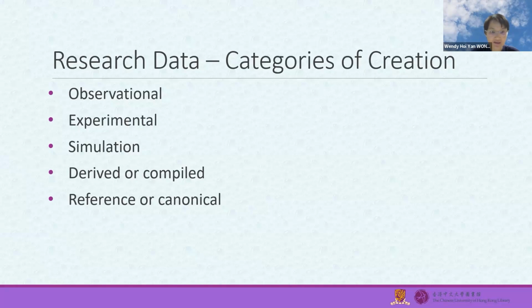Derived or compounded data are data that you derive from another source of data. For example, there is another set of data that already exists in a data repository. Then you take this data set and further derive another set of data from it. That is derived data. Referential or canonical data is compiling several data sets that come together and can work with each other. This is canonical data. So this is how data can be created and divided into categories.